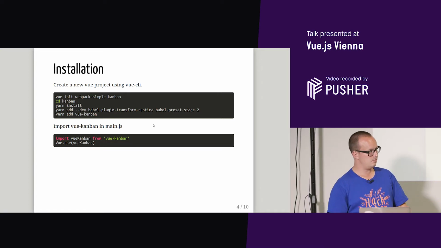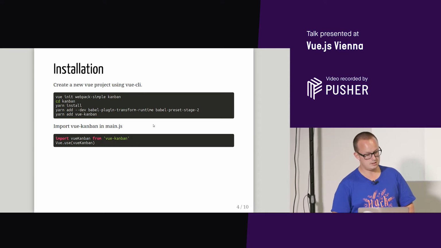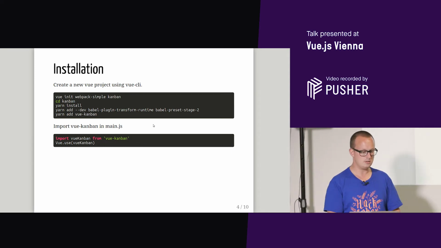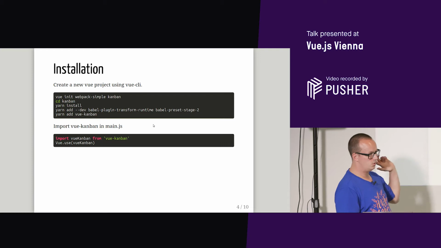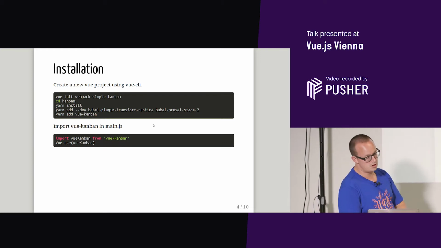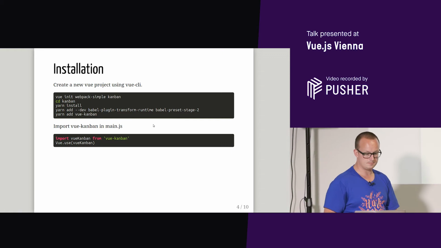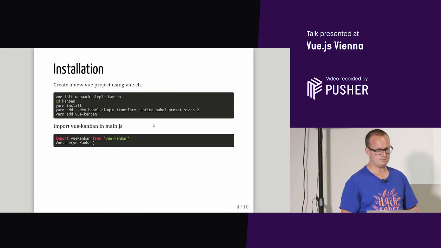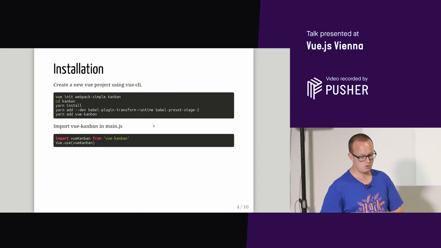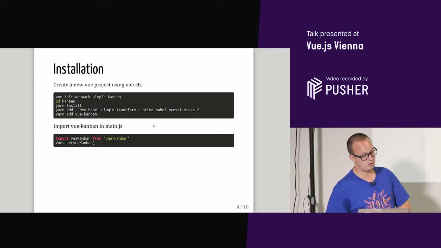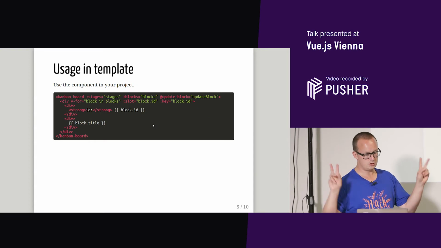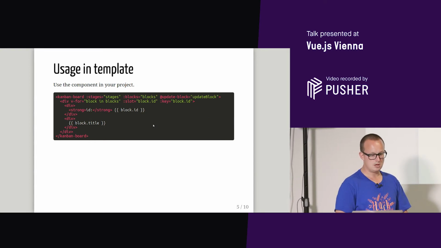This is not given in the vue-kanban instructions, but you should add some Babel plugins, otherwise you'll get some errors. So that's here for you. Then you just add vue-kanban, the package, to the project. And then you start doing the stuff in main.js, meaning you're importing vue-kanban, and then you're using vue-kanban in your project. Nothing fancy. If you're used to Webpack and Vue and Vue CLI, this is not new to you, but this is your cheat sheet to play around.